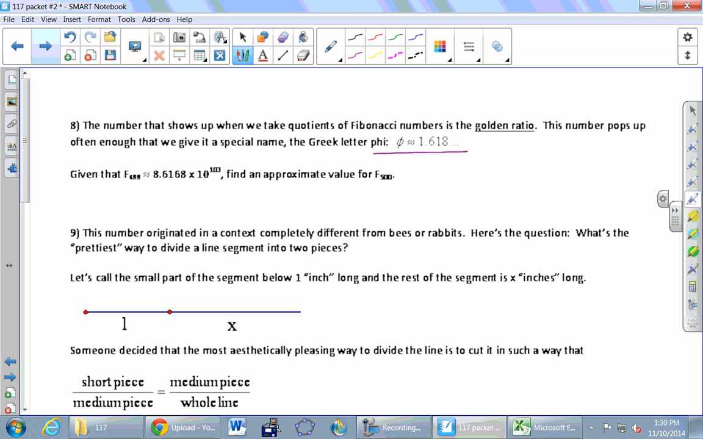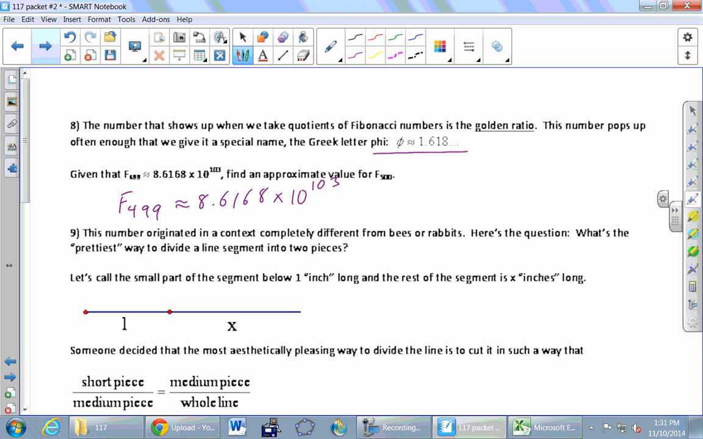Okay, so let's see if we can use this idea, this phi business. I can't read this on my page. What does that say? F499. Okay, so F499 is 8.6 times 10 to the 103. You don't need to rewrite this, I just can't see it. So that means that's the 499th Fibonacci number, right? Long list, very, very big number.